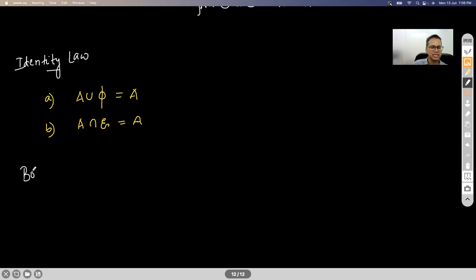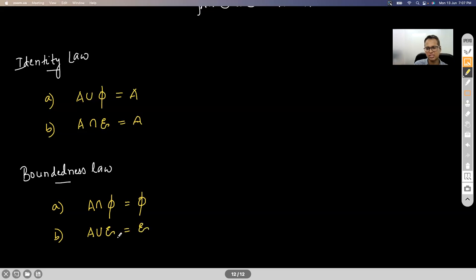Next law that we are going to talk about is the boundedness law. Boundedness law uses a similar expression. Instead of A union null set, you say A intersection null set. So A intersection null set is always a null set, whereas A union the universal set will always be the universal set. What is this E looking thing? It is the universal set over here. By the way, it is not called E looking thing. It is actually called Xi. Xi, Xi.